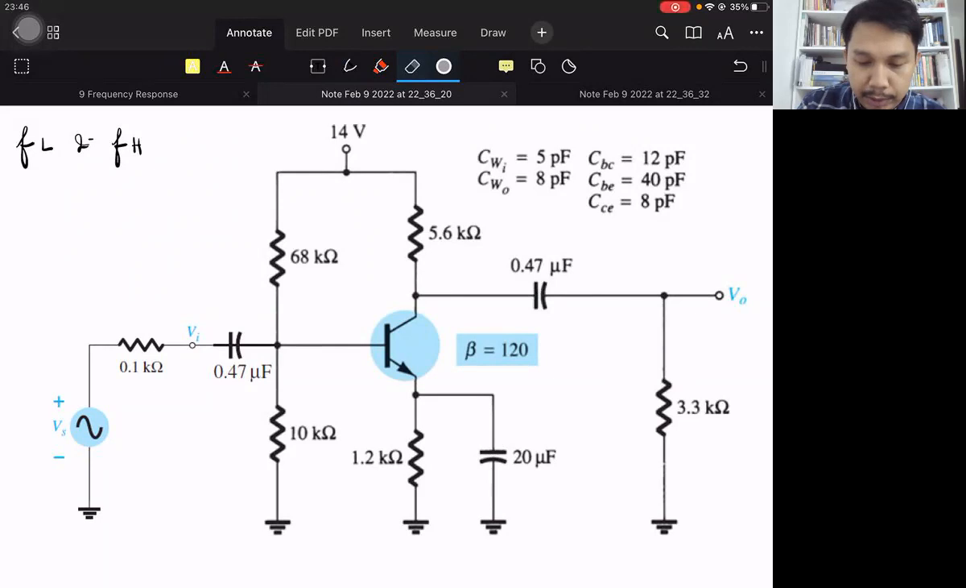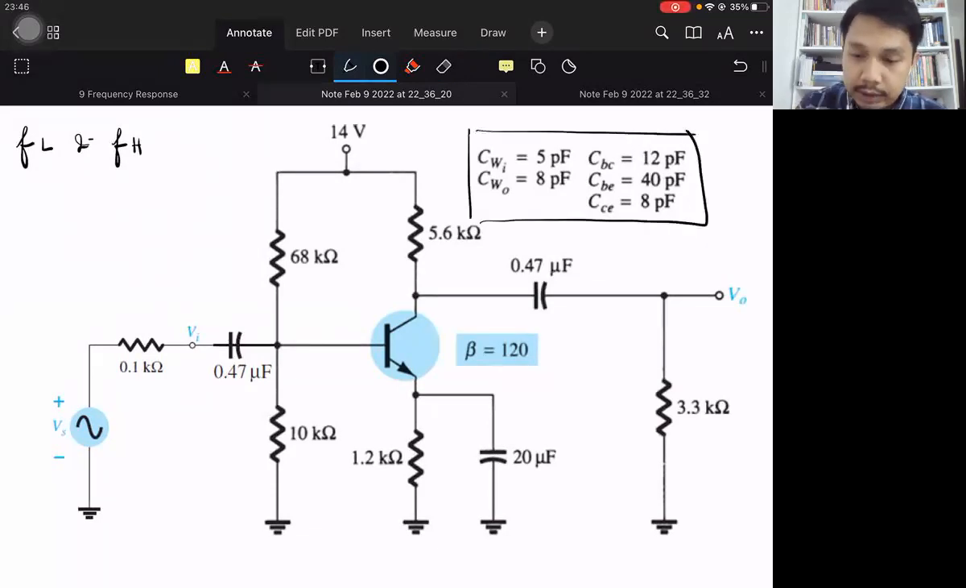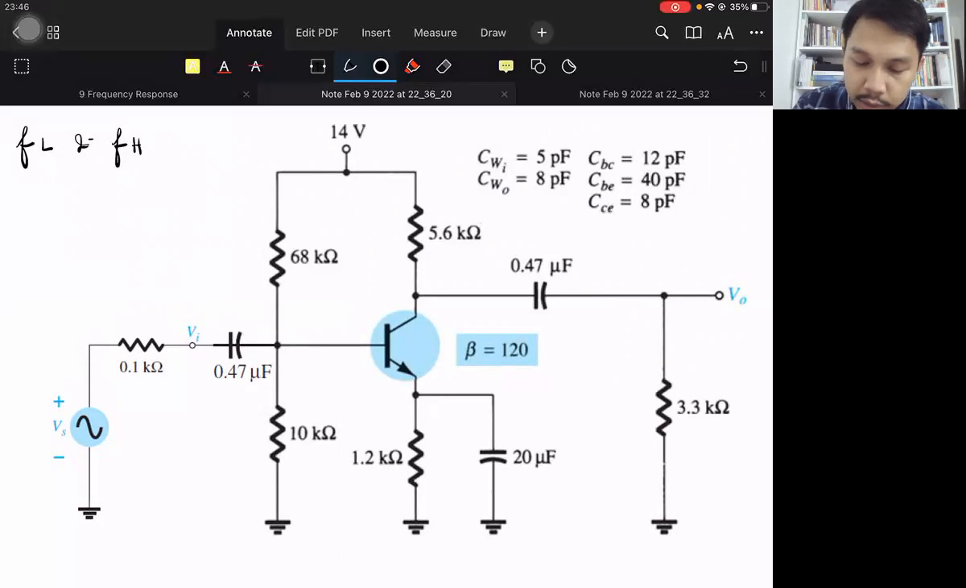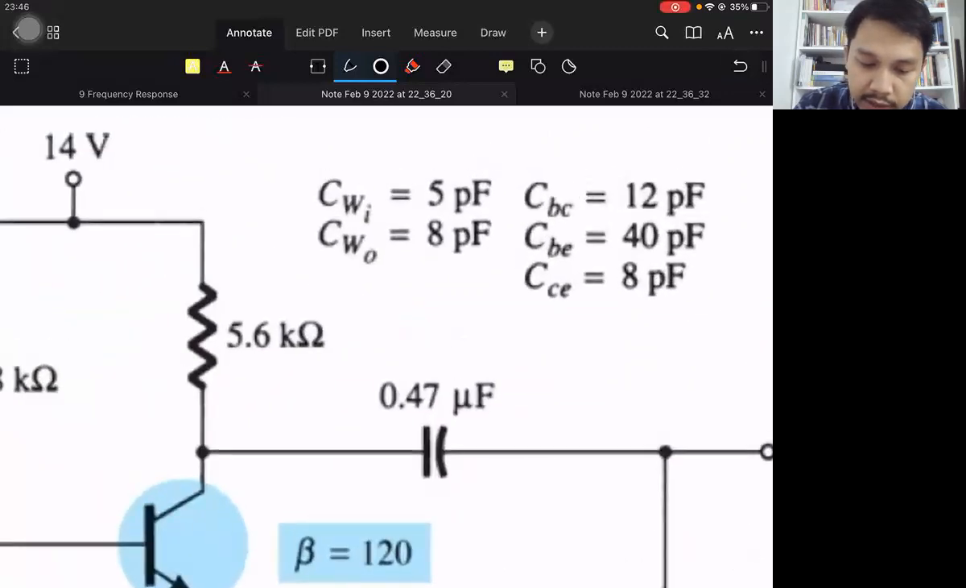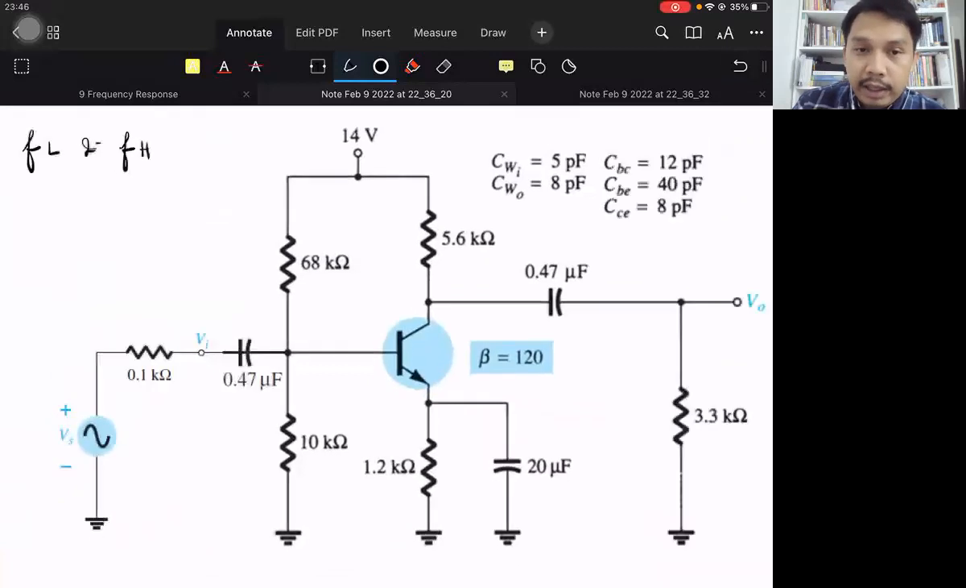So how many capacitors do we have here? 3 external capacitors and 5 internal capacitances. So where do we see them? So these CWI and CWO are wiring capacitances. If we go back to the definition of capacitance, it just means the stored energy due to a separation of two metal plates.